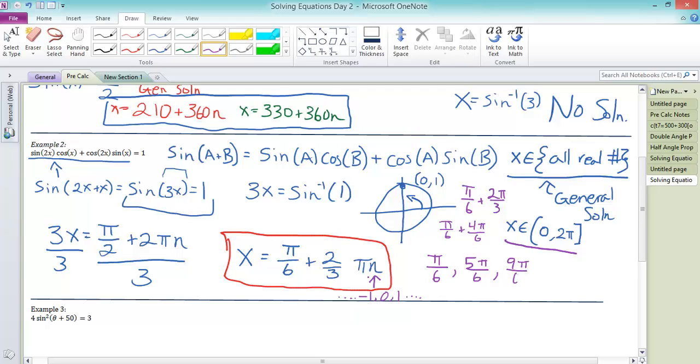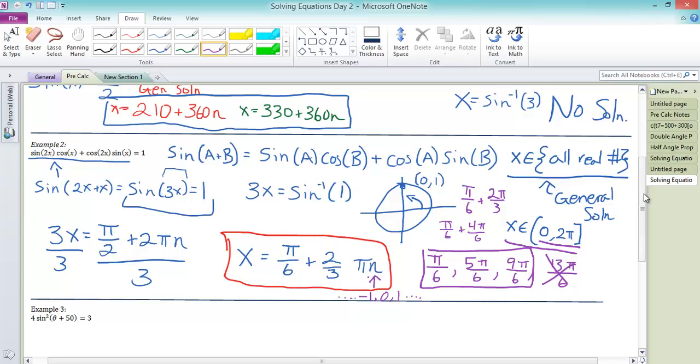And guys, don't be afraid to go ahead and pause this video if you don't believe me. And then if we plug in 3, we'll get 13 pi over 6. But 13 pi over 6 is bigger than 2 pi. It's actually 2 pi plus pi over 6. So I don't need it. So my only specific solutions are these guys. And those are from in between 0 and 2 pi.